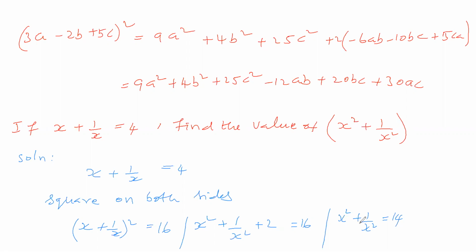Next question: if x plus 1 by x is equal to 4, find the value of x power 4 plus 1 by x power 4. Find the value of this. Now how to find this one, that we'll see. Already we came to know in the previous sum, it is a continuation of the previous sum, we got x square plus 1 by x square is equal to 14.